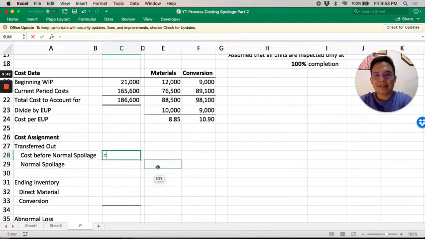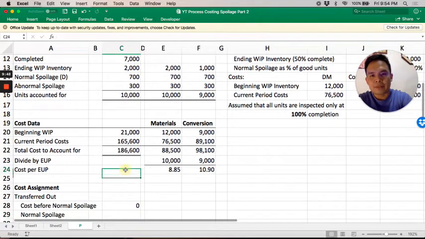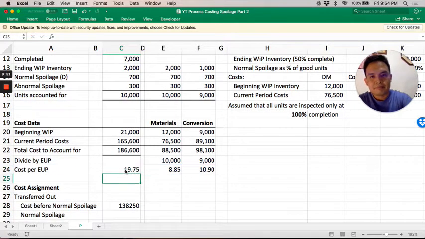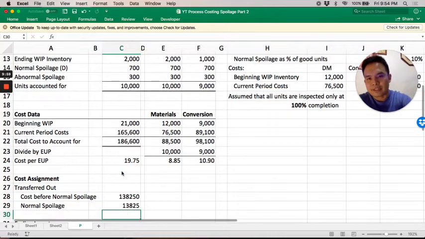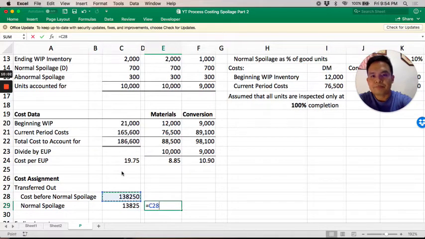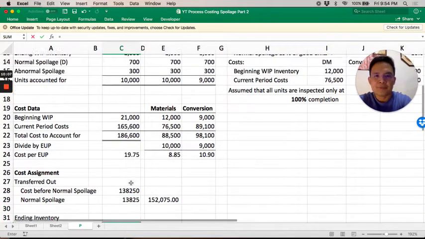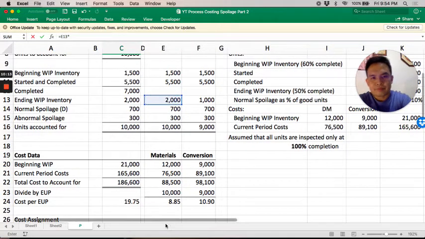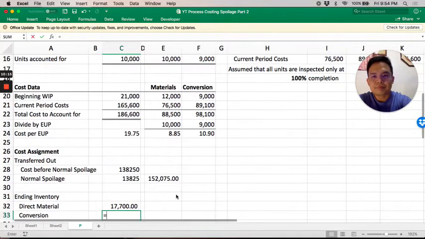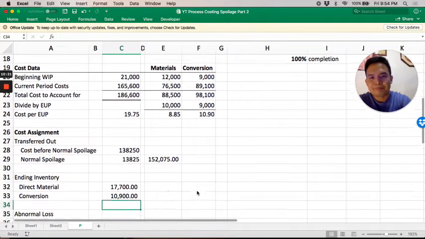Okay? So, the normal transferred out is the 7,000 units na tapos, multiply by the total, magkano isa, add lang natin. 75 isa, yan. Normal spoilage is 700 units times, pareho lang naman yan, 19.75 isa, pasok sa completed. 152. Sa ending, nothing new. Ending inventory as to materials, 2,000, 8.85. As to conversion, 1,000 units pa lang yan, times 10.9 isa, and then total.